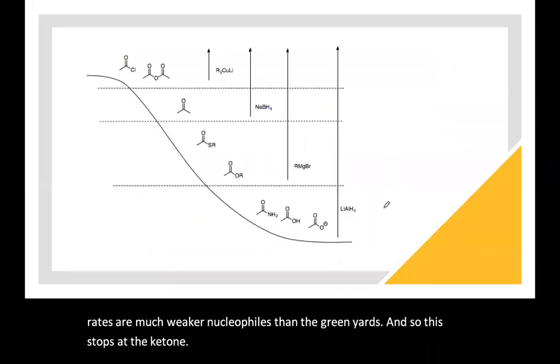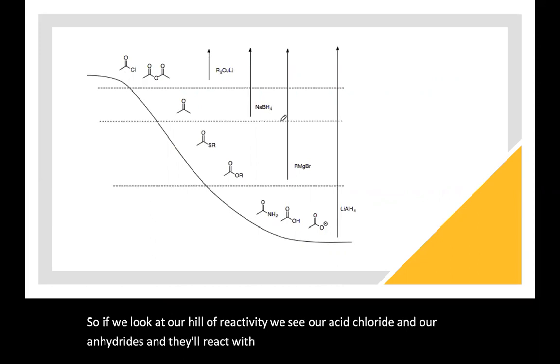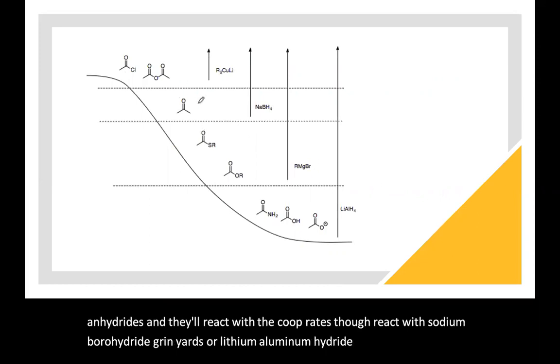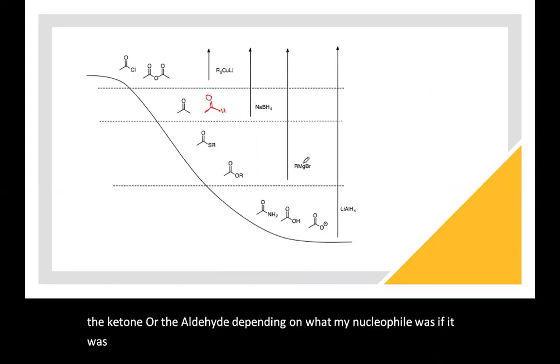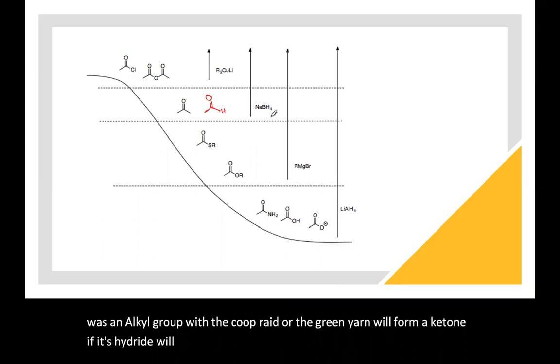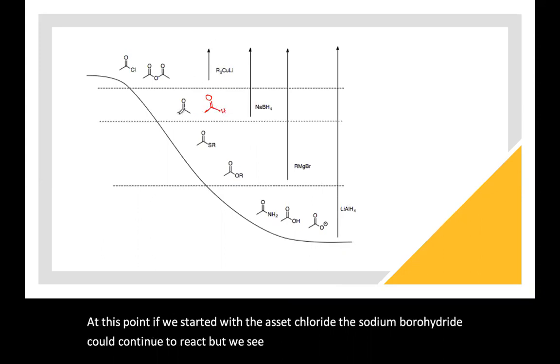So if we look at our hill of reactivity, we see our acid chloride and our anhydrides, and they'll react with the cuprates. They'll react with sodium borohydride, Grignards, or lithium aluminum hydride, and will form either the ketone or the aldehyde, depending on what my nucleophile was. If it was an alkyl group with the cuprate or the Grignard, we'll form a ketone. If it's hydride, we'll form the aldehyde. At this point, if we started with the acid chloride, the sodium borohydride could continue to react, but we see the cuprate is too weak to react with the ketone or aldehyde.